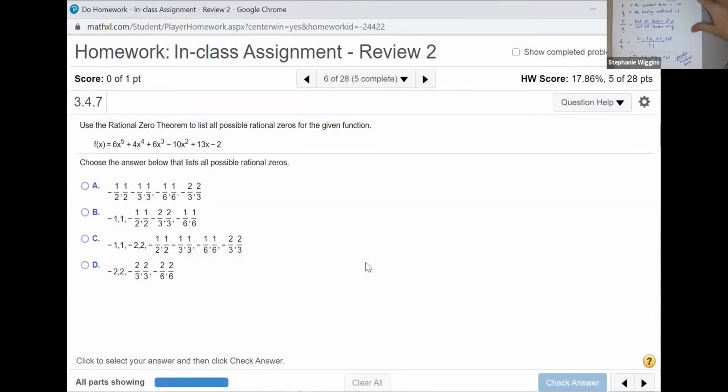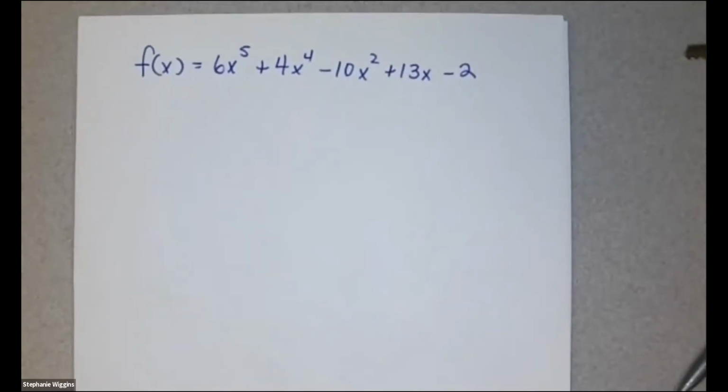All right, let's look at one more example like this. I think we have just one more. We have this time f of x equals 6x to the 5th plus 4x to the 4th minus 10x squared plus 13x minus 2.